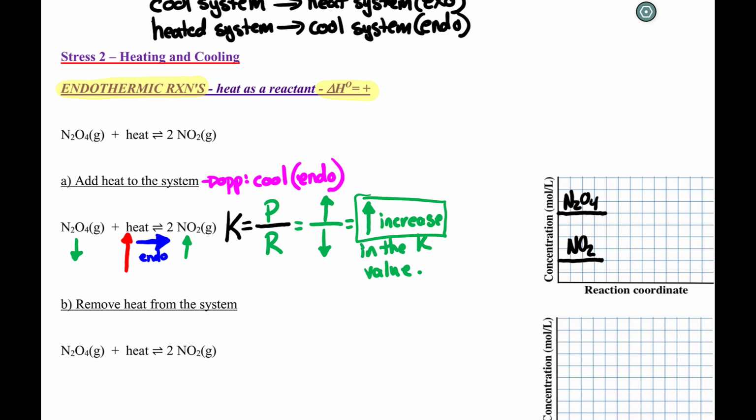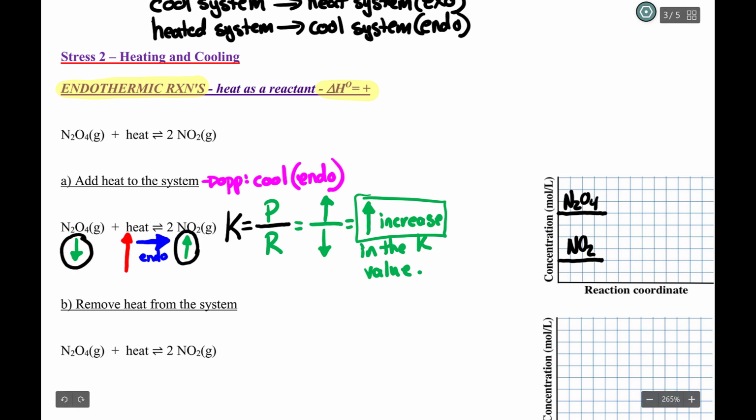The concentrations change gradually. We don't get this sharp vertical line like we did when we added something in or when we removed. Okay, we had a sharp vertical line. I put in my red line. Here, there's going to be none of that. The lines are going to begin to curve the way that the green arrows indicate.